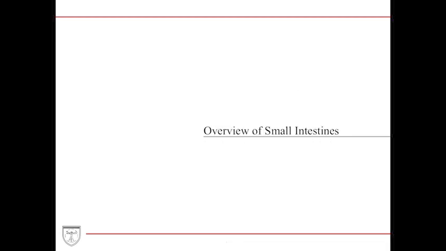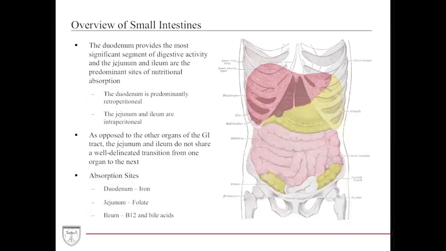Hello everybody, welcome back to DaVinci Academy's Chapter 4 section of the abdomen, Lecture 8 on the small and large intestines. The first portion we're going to talk about is the small intestines. The small intestines are composed of the duodenum, the jejunum, and the ileum. The duodenum is the first segment and it's the most important segment because it's a site of predominant digestive enzyme release. The jejunum and ileum are also important because they're predominant sites for nutritional absorption.